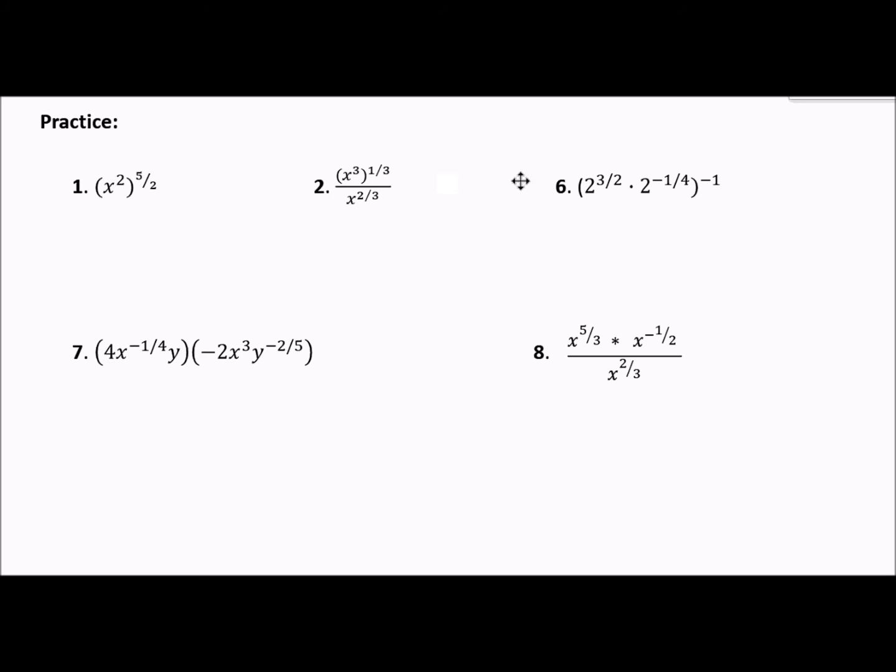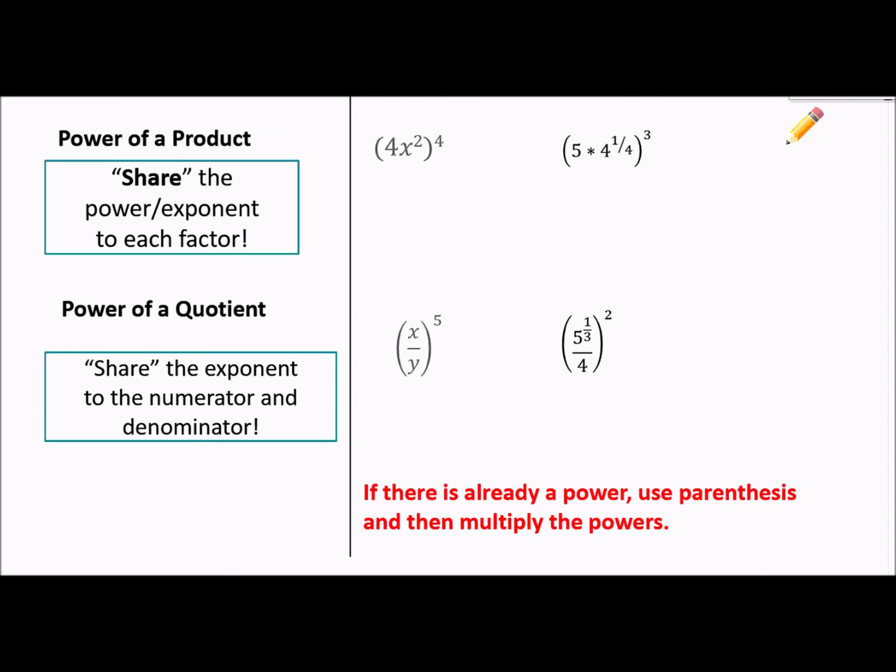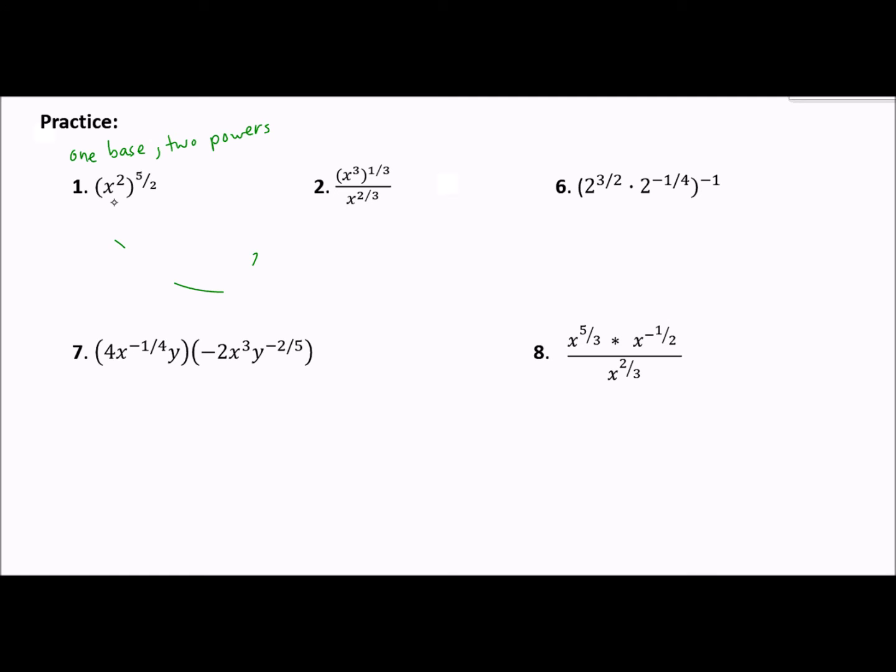Okay, let's practice some of these. So this first one is, I've got one base with 2 powers. If you look back at our reminders of this, if you have a power to another power, 1 base, 2 powers, then you just multiply them. So this becomes x, and we've got to multiply 2 times 5/2, 2 over 1, calculator if you need to, 10 over 2, which is 5. And that becomes x to the 5th.